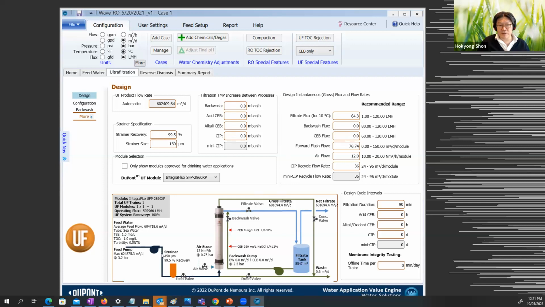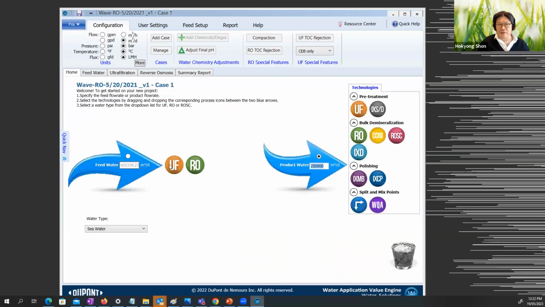So this is your seawater coming after ultrafiltration pretreatment, how much you will get. So you can also design from this recommended range and then design cycle interval. And you can also click your result to get your overall ultrafiltration pretreatment followed by reverse osmosis. So it's up to you.